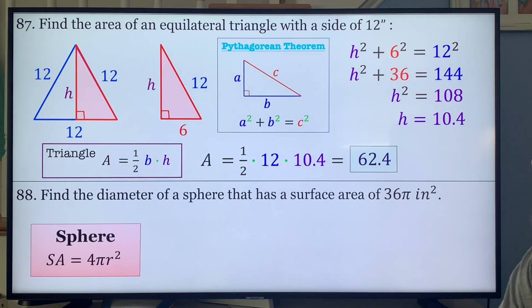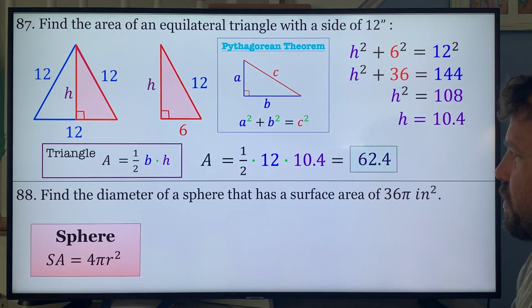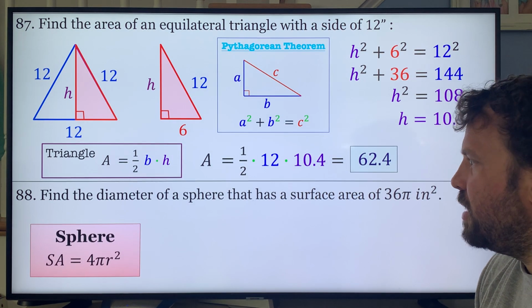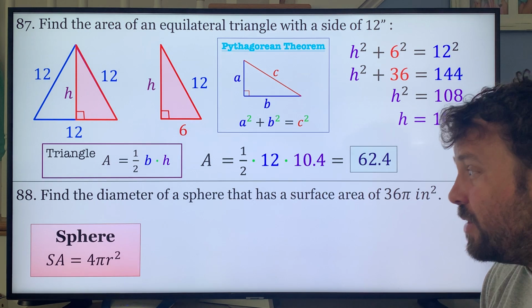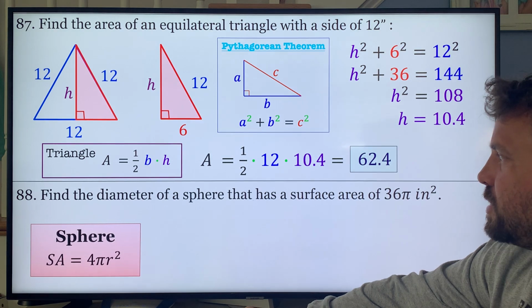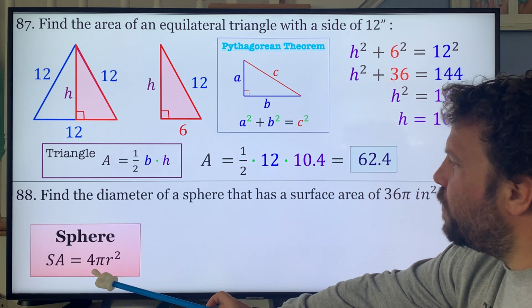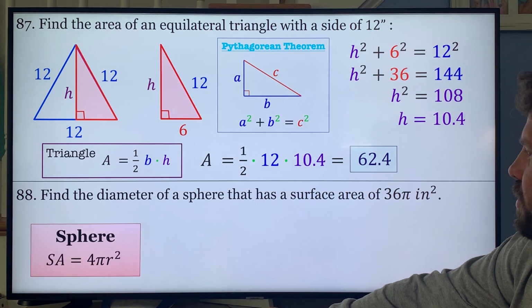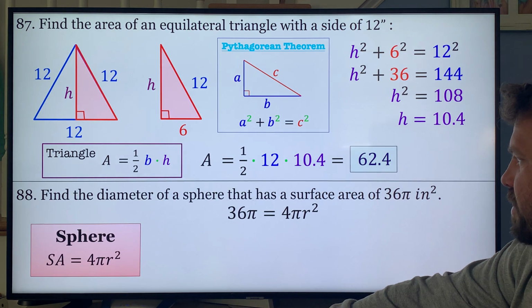Next one. Find the diameter of a sphere that has a surface area of 36 pi square inches. Now, surface area is different than volume. We don't really cover surface area too much in this class anymore, but here's the formula, so you should be able to use it. We just do it with spheres. 4 pi r squared. So 36 pi equals 4 pi r squared.